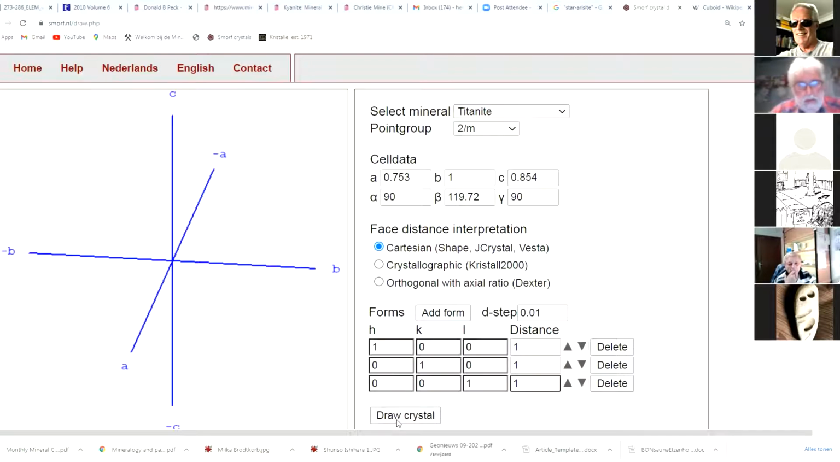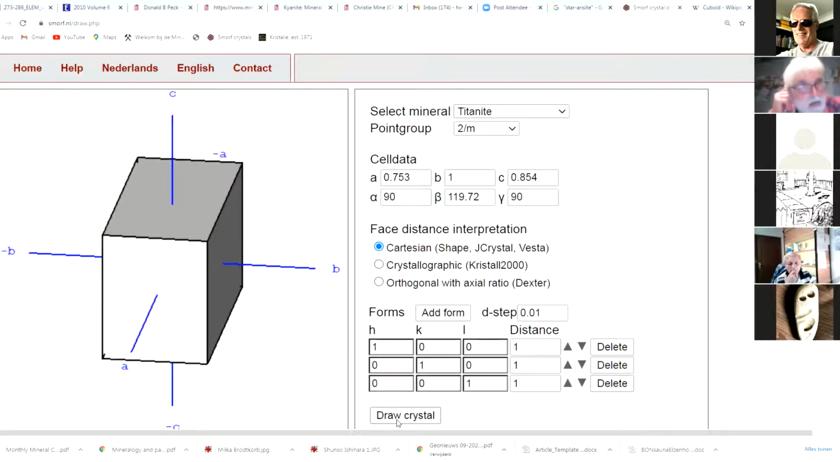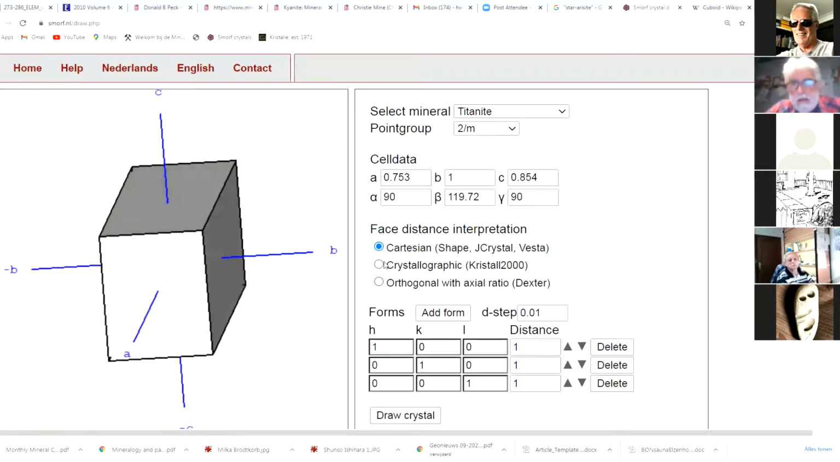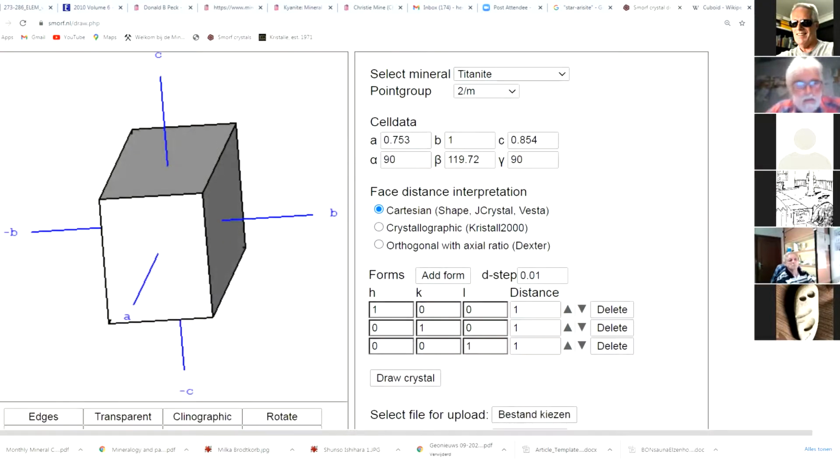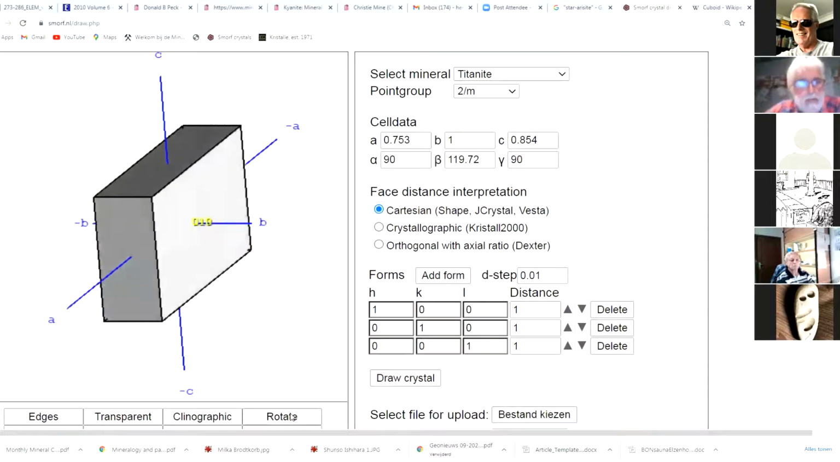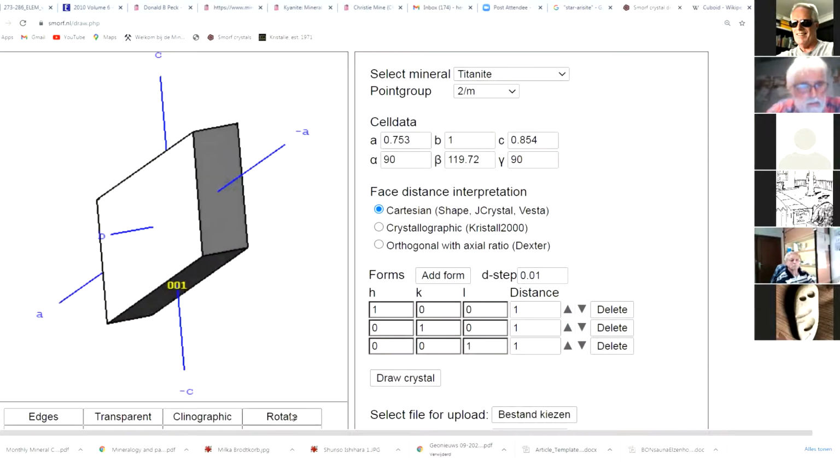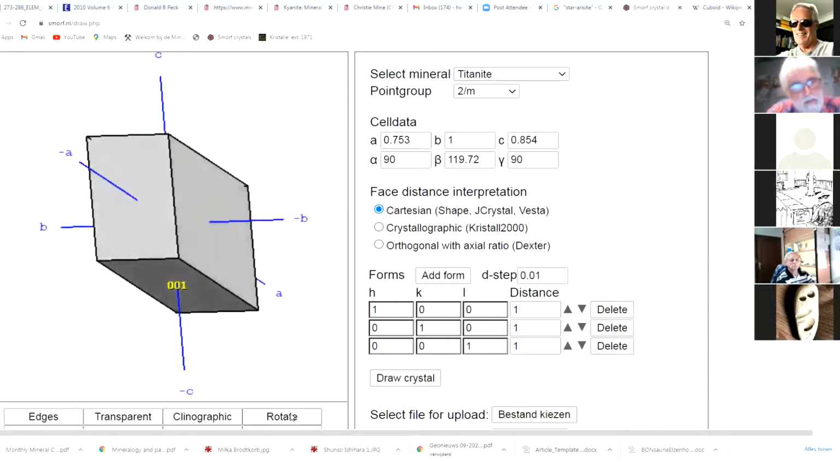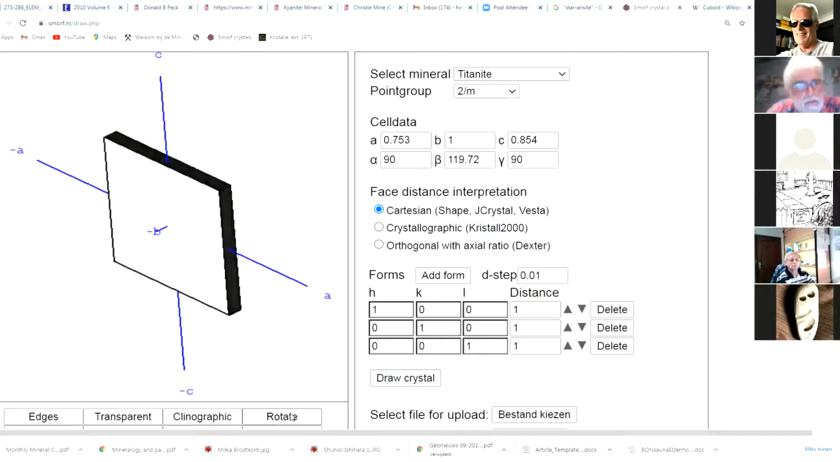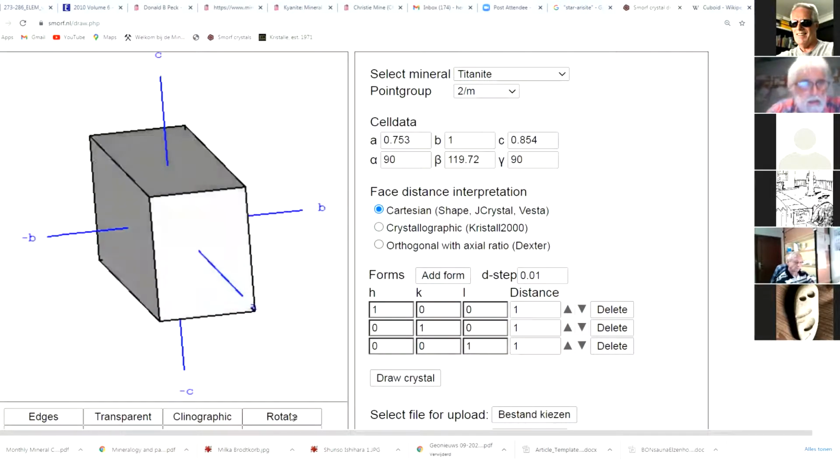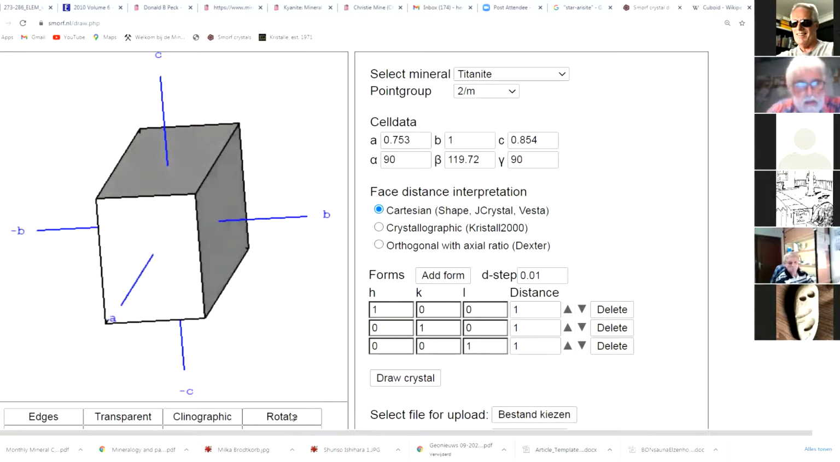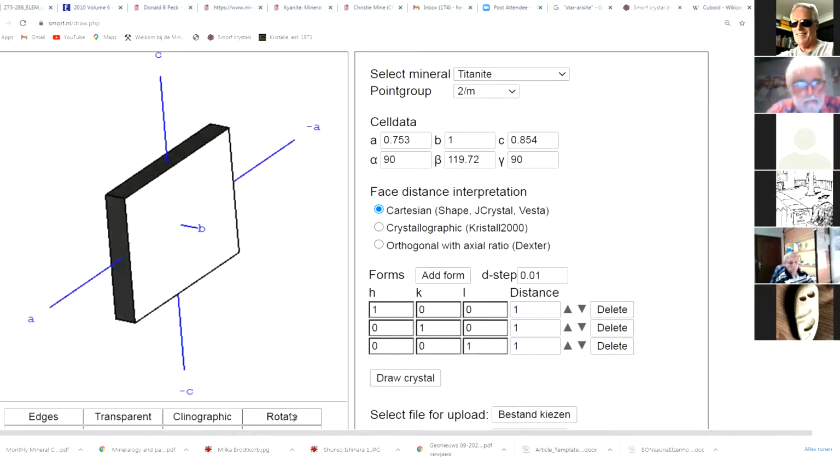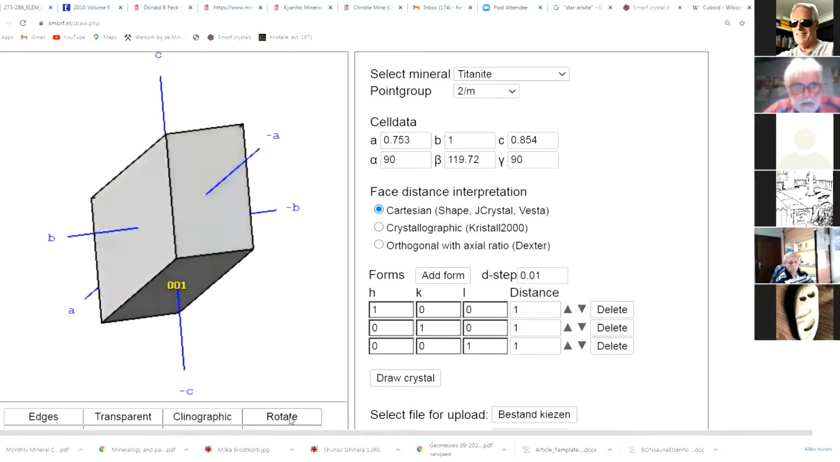And now if we click on draw crystal, we will get our block, but it will no longer be a rectangular block; it will be a block with an incline. Okay. So if we click on rotate, it will actually show you that the faces that cut off the A-axis are at an incline with respect to the C-axis. Okay.